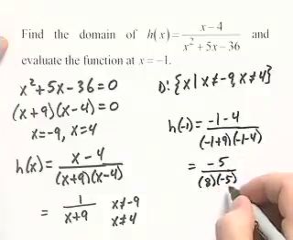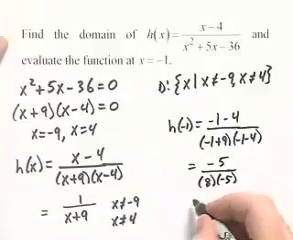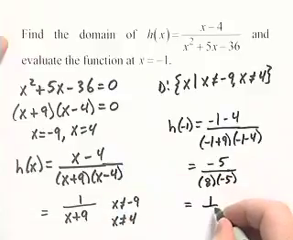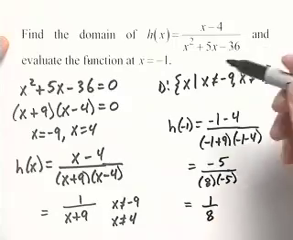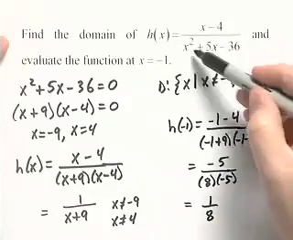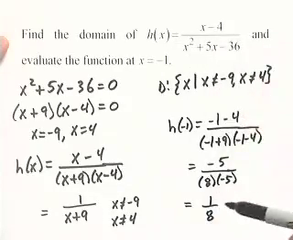Notice the negative 5s will cancel. It comes from that common factor. And so we end up with 1/8. And you could have evaluated the function at negative 1 using the original form, and you would obtain the same answer.